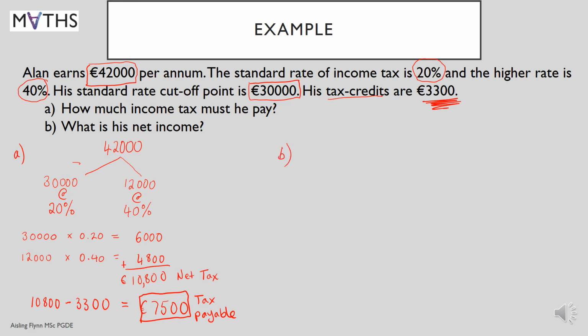Okay, so part B asks what is his net income. So he began with 42,000 euro and he has to pay 7,500 in PAYE or income tax. So we'll subtract that and we get 34,500. Okay, and that's the answer to part B.